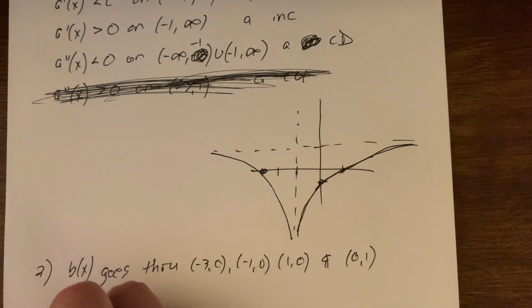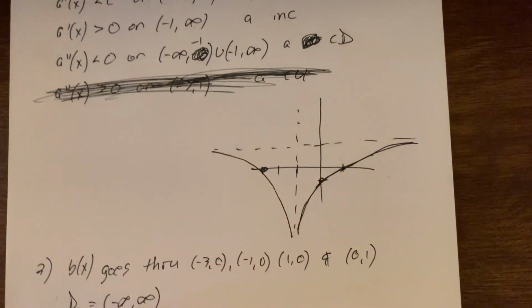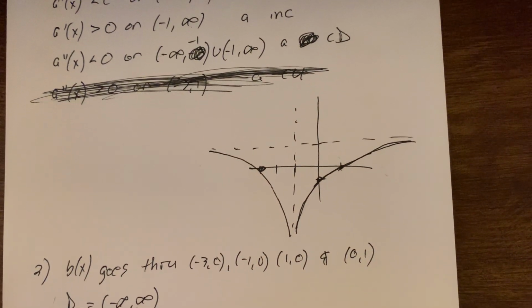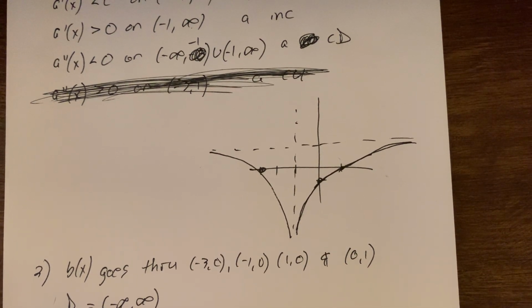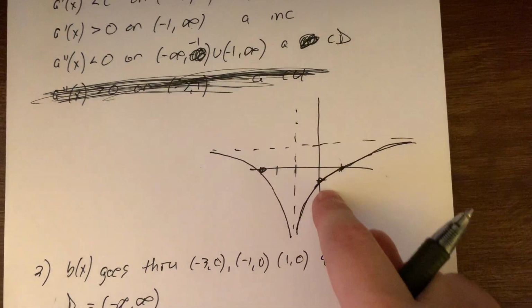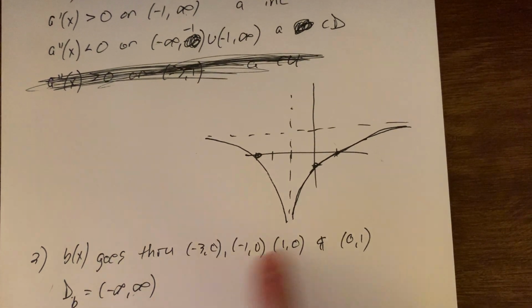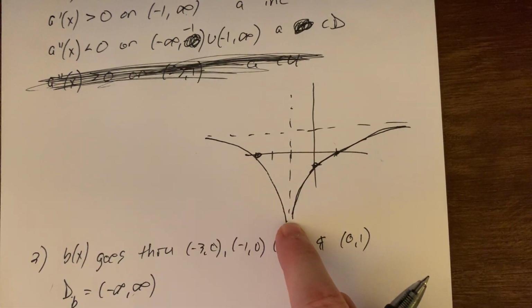Oh, I'm sorry, just to tell you, the domain of b is all real numbers. Well, that tells us that there's no vertical asymptotes. A vertical asymptote needs that discontinuity. So it kind of seems like, well, what's the big deal? Well, there is a domain everywhere here, so we won't have any vertical asymptotes.